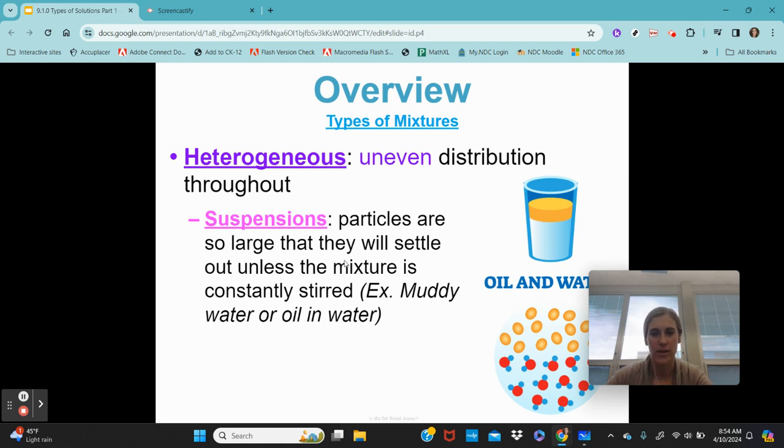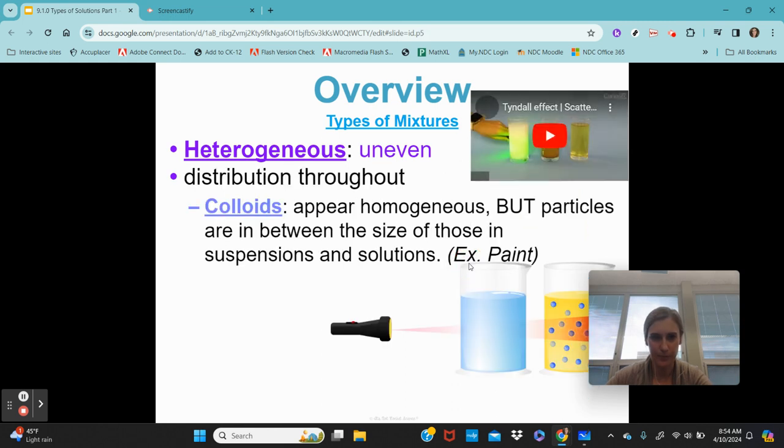So a suspension is anything where we have very large particles where we can see the difference between that and another part of the mixture. We also have what are called colloids. Okay, colloids are in between a suspension and a solution. Solution, by the way, is homogeneous. So heterogeneous would be considered suspensions. Colloids will appear homogeneous, but their particles are actually a little bit larger than a solution's.